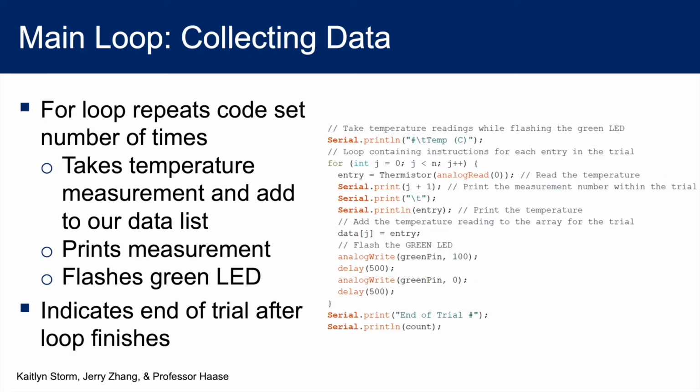We will then use this for loop to take a temperature measurement and add this measurement to the list we made earlier. To indicate that measurements are being taken, we will also flash the LED green every time a measurement is taken. This for loop will repeat as many times as it takes for the variable j, which starts at 0, to become equal to or greater than n, which is specified as 10. Since the value of j increases every time the for loop repeats, it will take 10 loops to end the for loop, perfect for 10 measurements. After the loop, we will print out that the trial has ended along with the trial count.